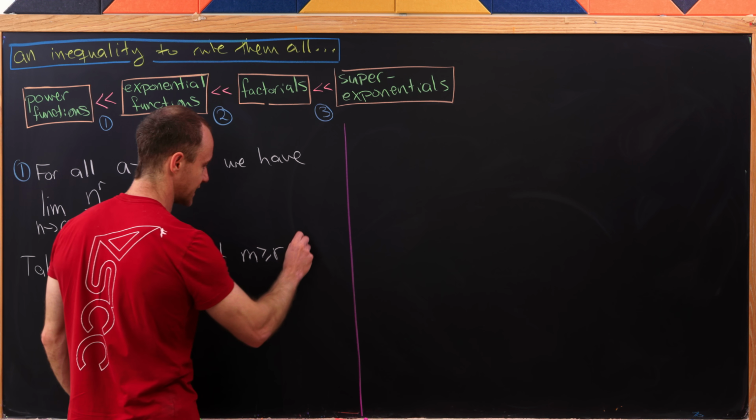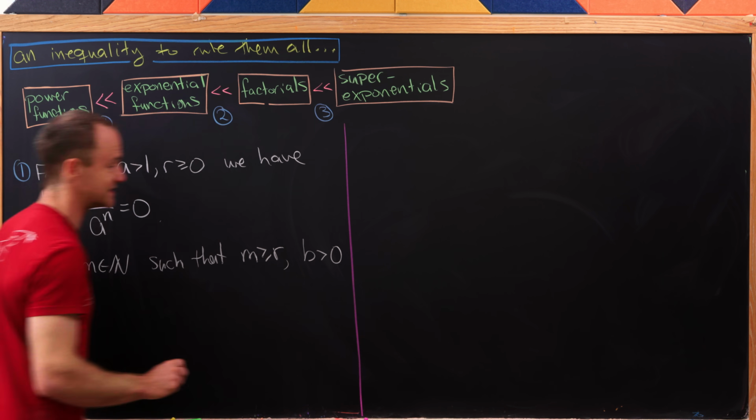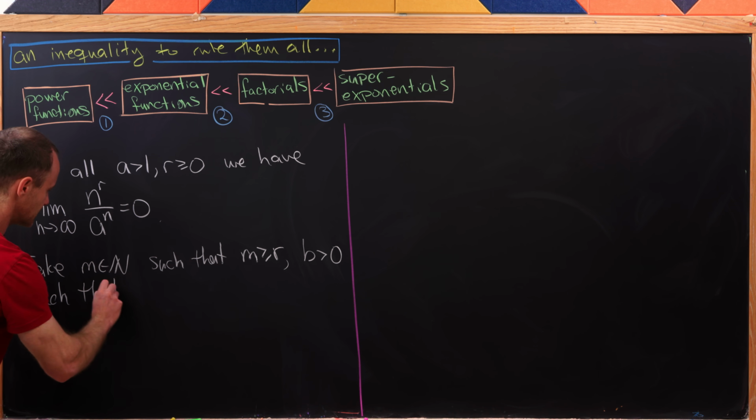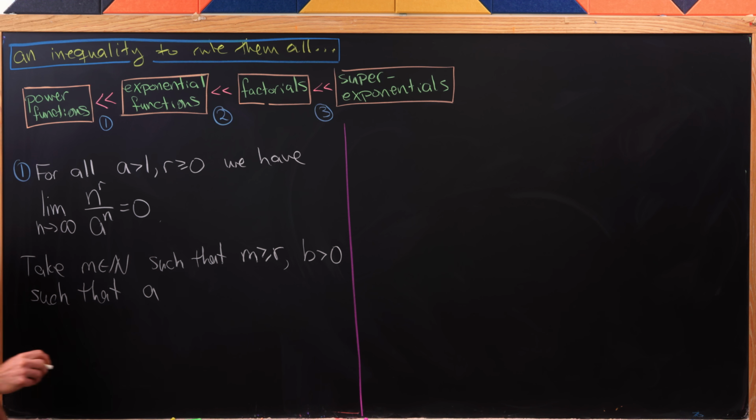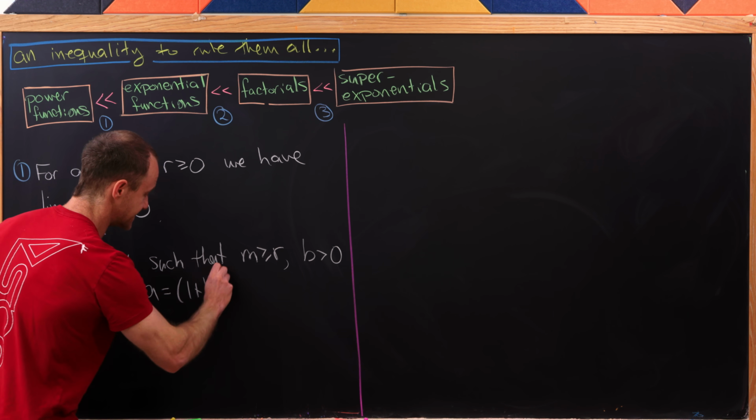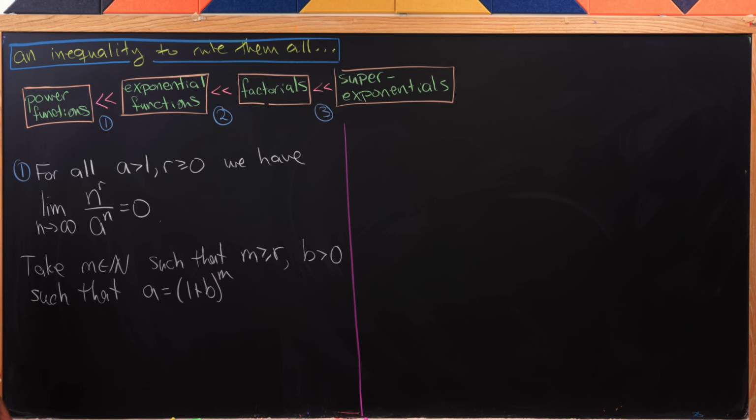And then we're also going to take a real number b, which is bigger than 0, such that a can be written as 1 plus b raised to the m power. Okay, so that's definitely possible as well. If a is bigger than 1, then a can be written as 1 plus something. Then you essentially just take the mth root of something involved in that, and you get this possibility right here.